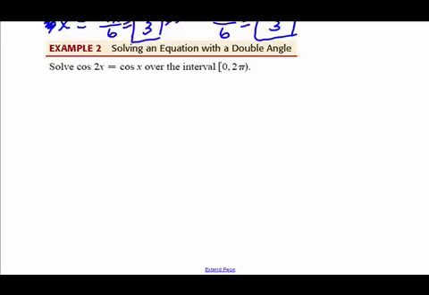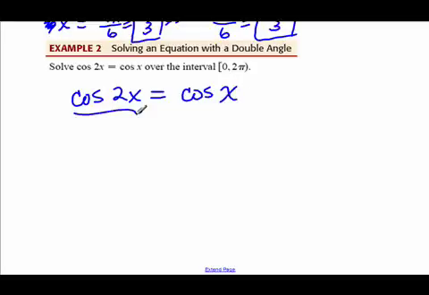Here we have cosine 2x equals cosine x over this interval 0 to 2 pi. Let me recopy the equation. Cosine 2x equals cosine x. Here I'm going to need some kind of double angle identity. The cosine of 2x, is that the one where we have 3 options, or is that the one where we only have 1 option? We have 3 options.